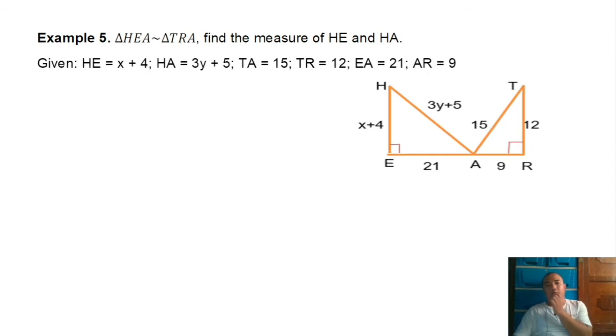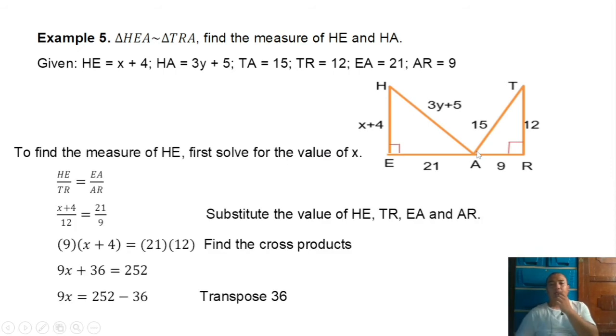Example 5, triangle HEA is similar to triangle TRA. Find the measure of HE and HA. Given HE is x plus 4, HA is 3y plus 5, EA is 21, AR is 9, TR is 12, TA is 15. So let us solve for the measure of HE and HA. To solve for HE and HA, we must know the value of x and y.